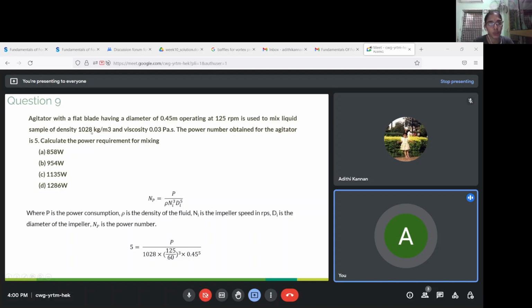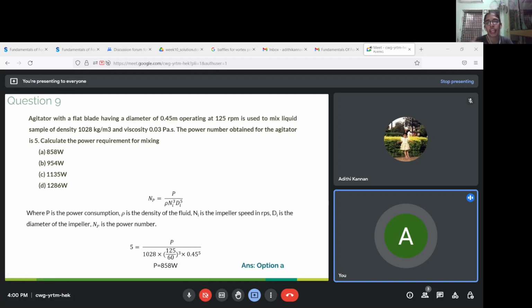Rho is given as 1028 kg per meter cube. And we have Ni, the speed of your impeller, in RPM. To convert RPM to RPS, we divide by 60, which is 125 divided by 60, power 3, into 0.45 power 5. So from this, you can calculate your power to be 858 watts. Np is a dimensionless number, and P you will get in watts. So the answer to this question is option A.